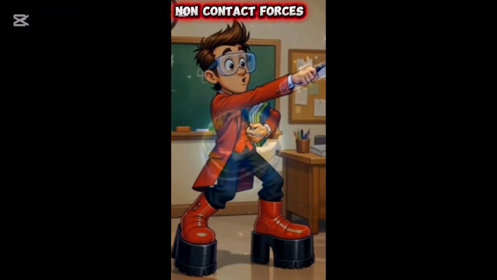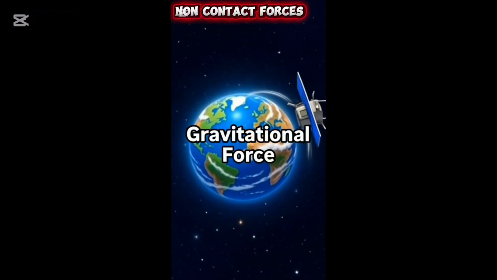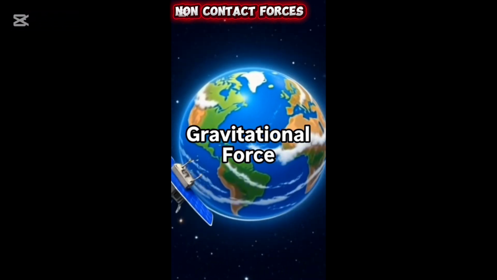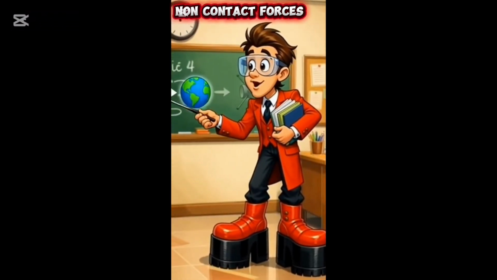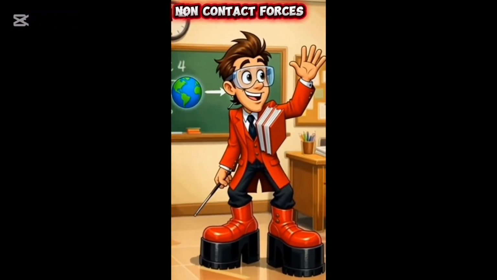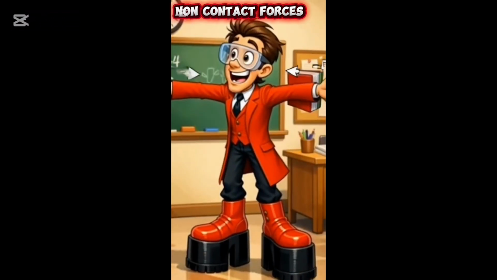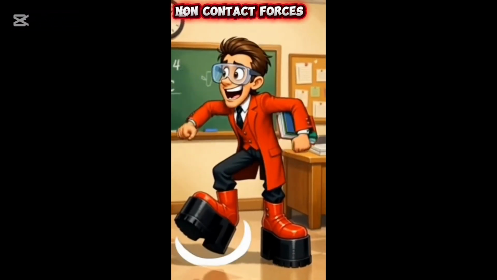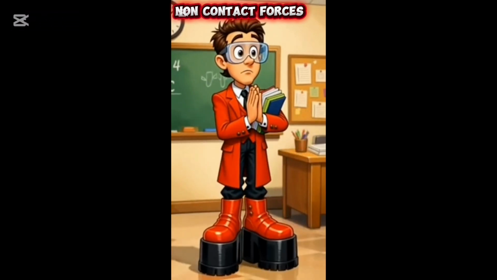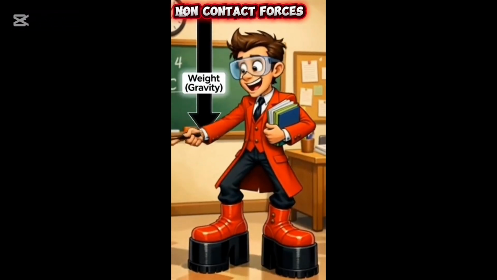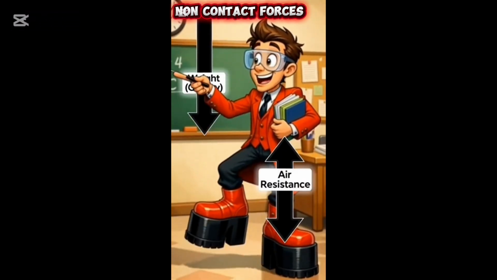Gravitational force is experienced by a mass when it is close to another mass. Gravity always pulls objects toward each other. It never pushes them apart. Earth pulls the satellite, and the satellite pulls Earth with equal force in opposite directions. The two forces are gravity pulling downward and air resistance pushing upward.